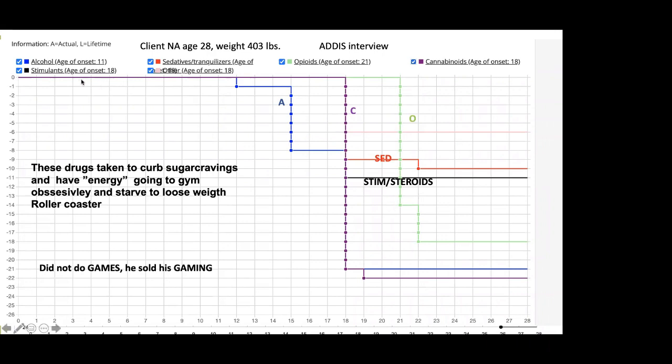And this is a curve you get from doing ADDIS. You see the blue is his alcohol progression. So the first symptom was when he was 12. And then there were a lot of symptoms at 15. And then he took cannabis. You see the purple here, that was a tremendous progression. He got 21 symptoms there right away.